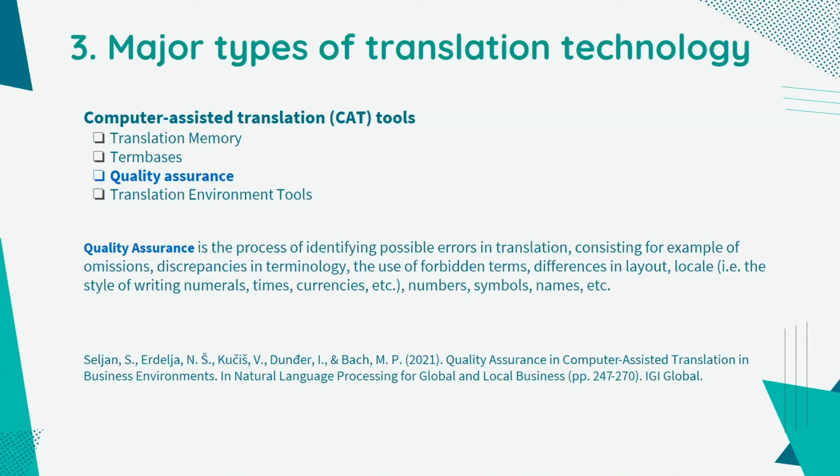Quality assurance is also an important component for CAT tools because it is a process to identify possible errors in translation, and it checks for omissions, discrepancies in terminology, and sometimes the use of forbidden terms and some differences in layout. And sometimes there will be differences in the style of writing numerals, times, currencies, numbers, symbols, names, etc.